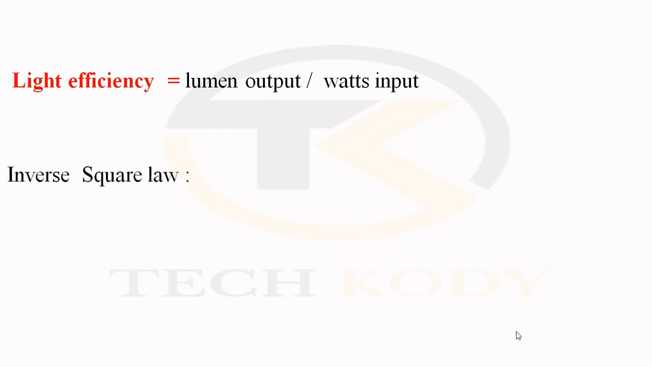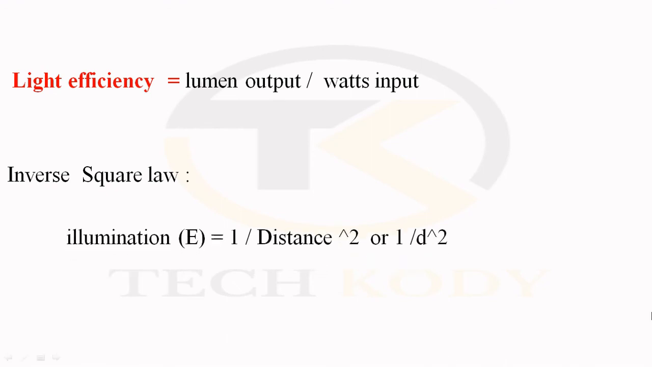Next is inverse square law. Here, for the law of illumination, there are two types: one is the inverse square law and the second one is Lambert's cosine law. The inverse square law is defined as illumination being inversely proportional to the square of the distance between the source and the surface. You can write it as 1 by distance square or 1 by d square. This is the inverse square law.